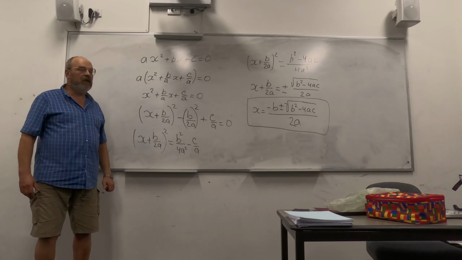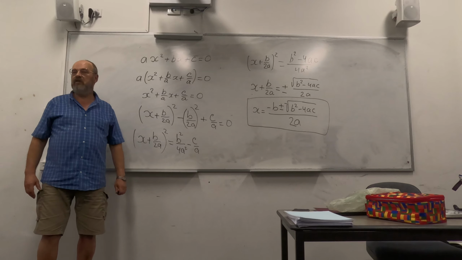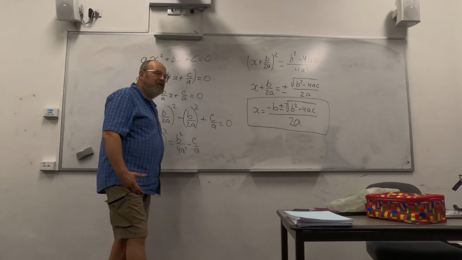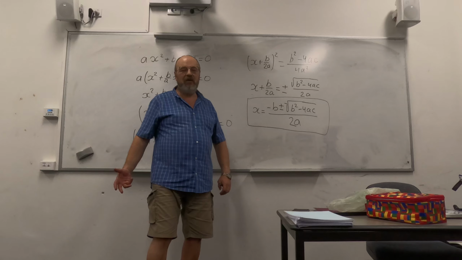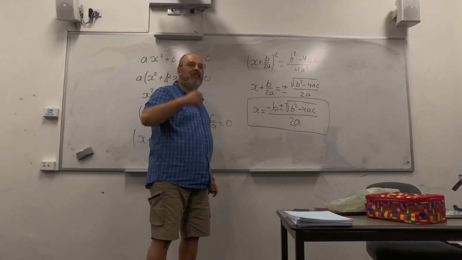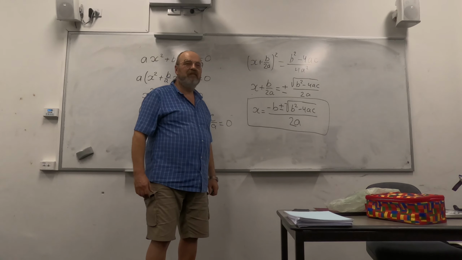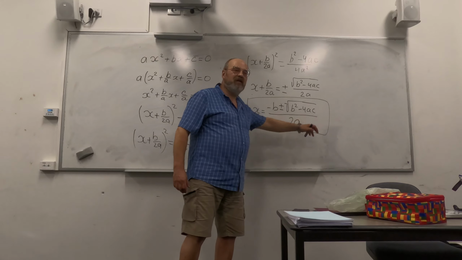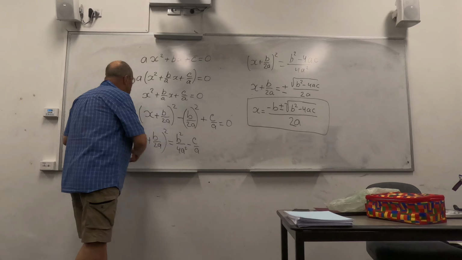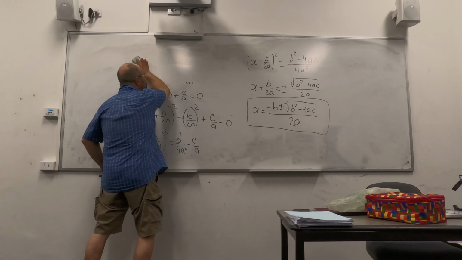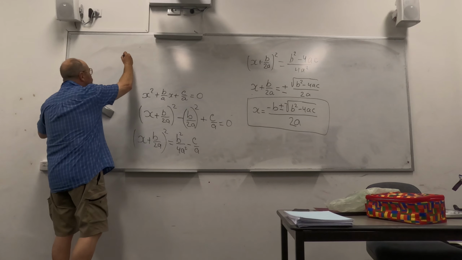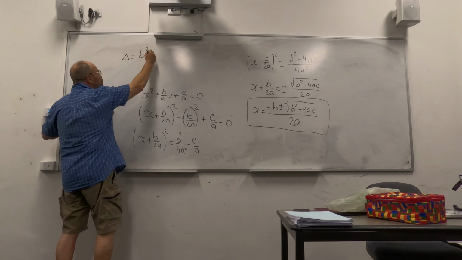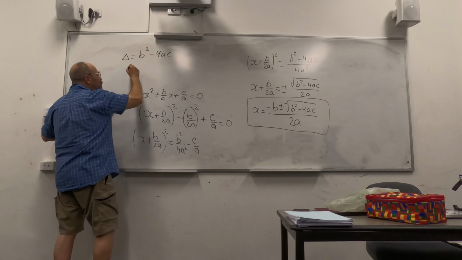Now, does every quadratic equation have a solution? No. What tells us whether there are any solutions, or if there are, how many? The expression under the square root. We call b squared minus 4ac the discriminant.